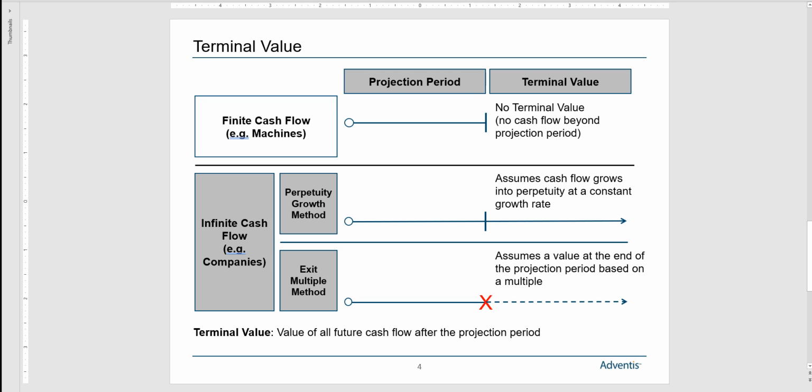One scenario is with an asset with finite cash flows, such as a machine. In this circumstance, cash flow would end after the projection period, negating the need to calculate a terminal value.